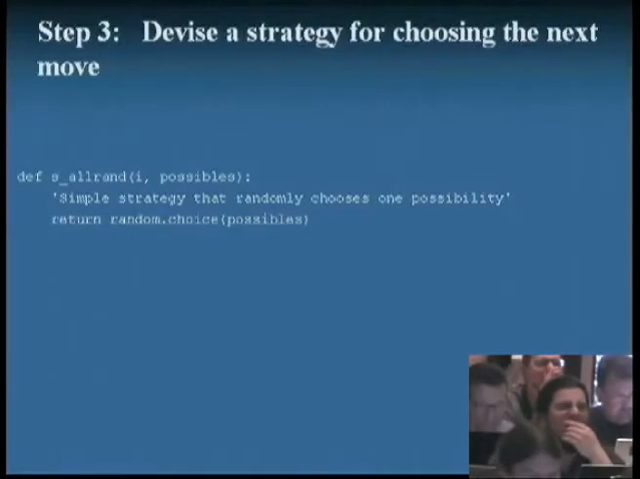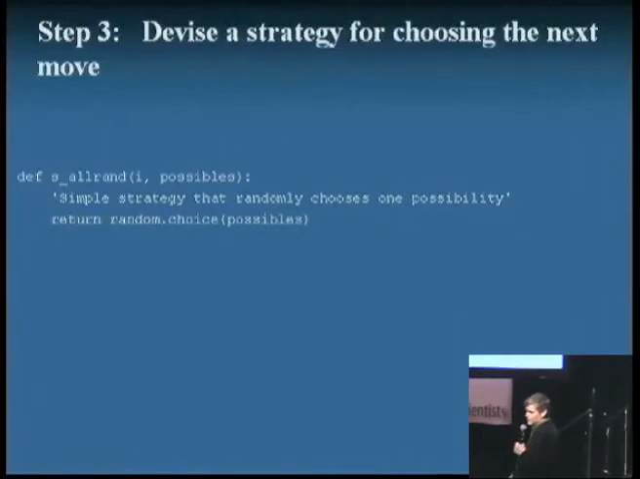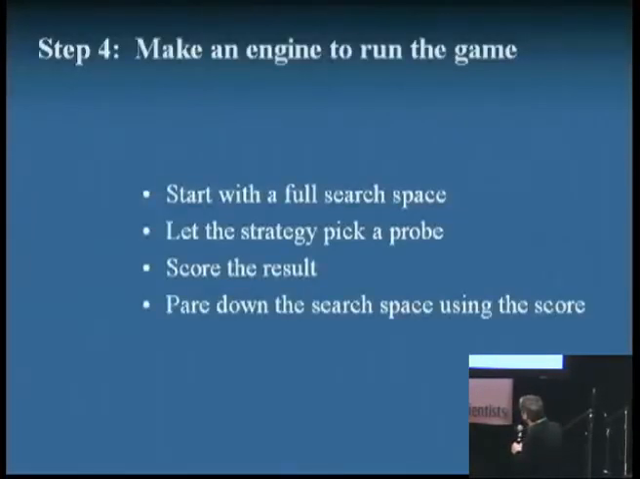The strategy for choosing the next move, remember that complex strategy? Make a random choice of the remaining possibilities. Okay, the engine to run the game is generate the entire search space, use that strategy, pick one of them at random, score the result, see how that random guess did. Now, given the score of the result, check out of all the possibilities and see which one of those matched the score. Let's eliminate all of the things that score precluded.